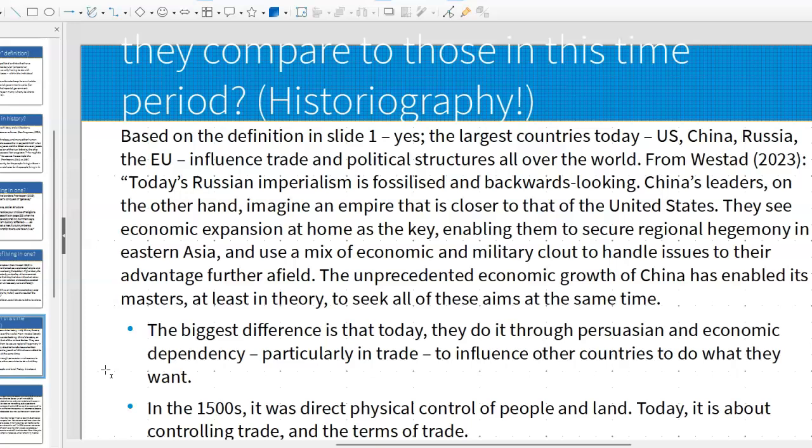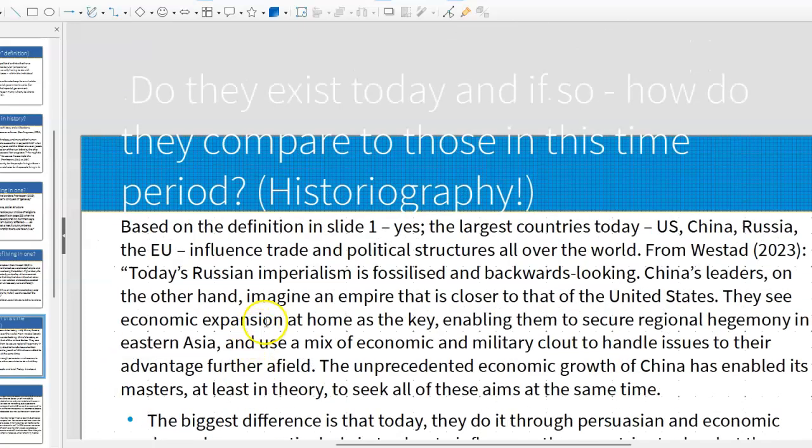compare? And this is kind of where we get into that historiography. And do we have empires today? Do they exist today? And if so, how did they compare to those in this time period? And by this time period, I mean the time period that we're doing in this course, in this week, which was literally the 1500 and 1600s.